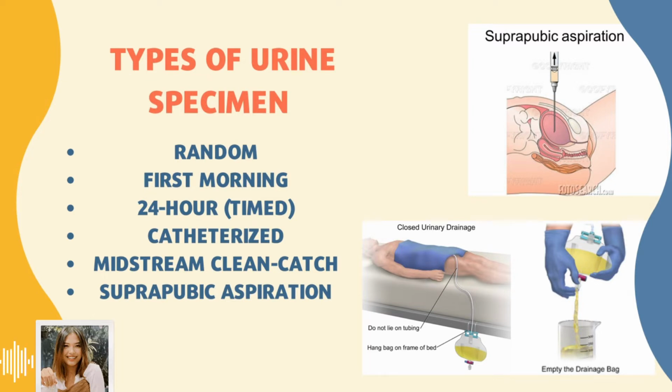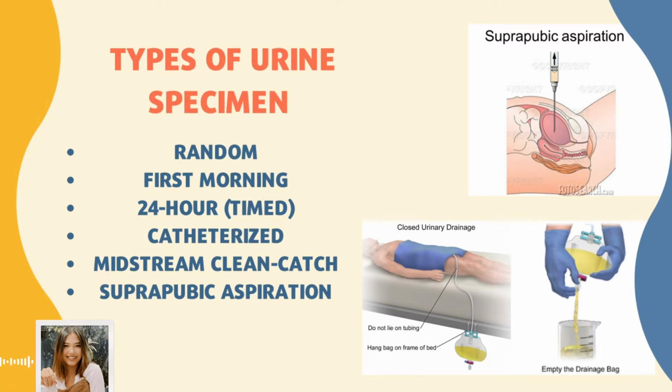The third one is the 24-hour specimen. This type of urine specimen is collected under a strict time regimen in order to detect certain solutes because of diurnal variations. Patients are provided with a special container with preservatives. It is used for quantitative and qualitative analysis of substances.